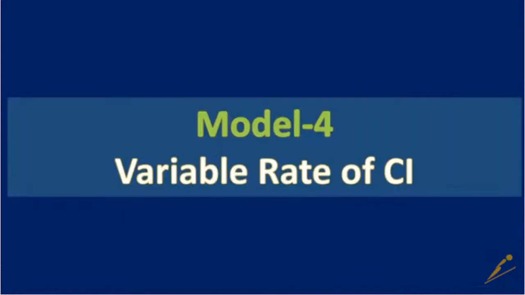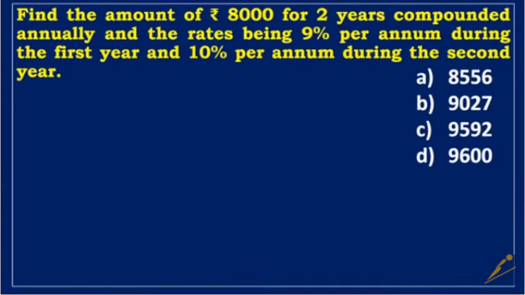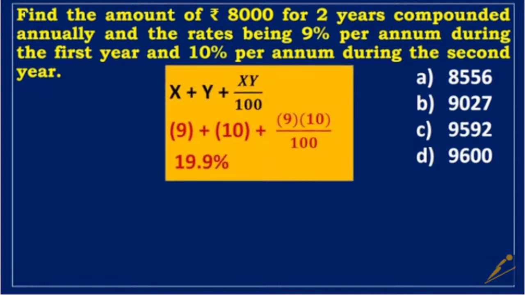Model 4. Variable rate of compound interest. Find the amount of 8,000 rupees for 2 years compounded annually, the rates being 9% per annum during the first year and 10% per annum during the second year. We can solve this type of question in a smart way using effective percentage calculation. That is, x plus y plus xy by 100: 9 plus 10 plus 9 into 10, divided by 100. The compound interest rate in 2 years is 19.9%.